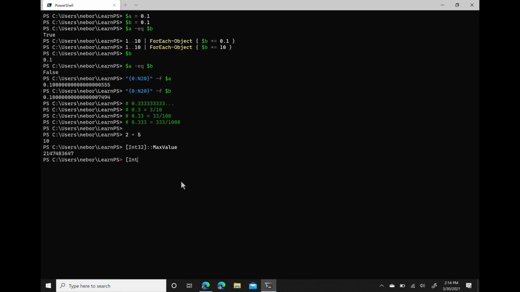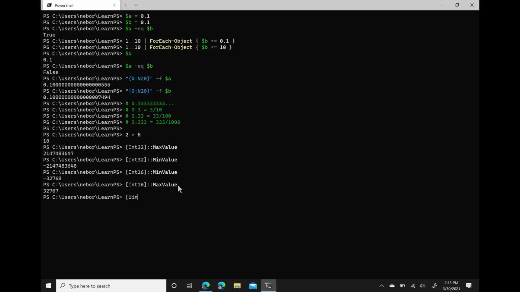If I say int 32 min value, that's going to be negative 2 to the 31, but it's certainly much more readable to say it this way. If you're concerned about whether something can be represented within the range of an int 32, then using these named constants is certainly a nice way to do it. And int 16 has min value and max value, and for an 8-bit type also, and each of those has unsigned equivalents.